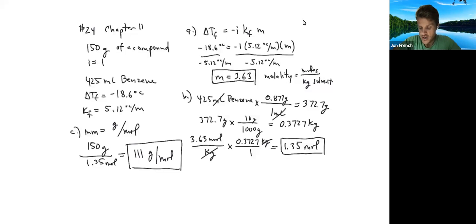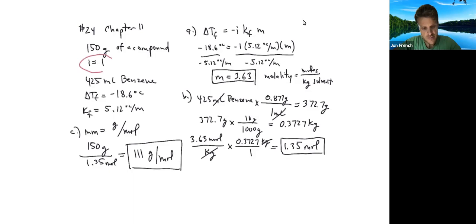So this is a really good question. There are multiple steps. We have to do the Van't Hoff calculation to find the molality of the solution, turn molality into moles by finding the mass of solvent in kilograms, and then use that to find the molar mass of this unknown.